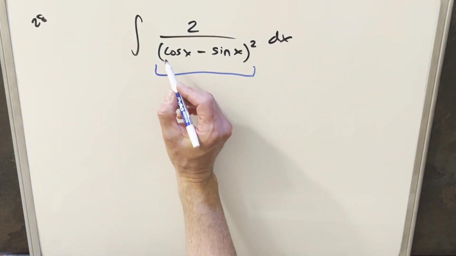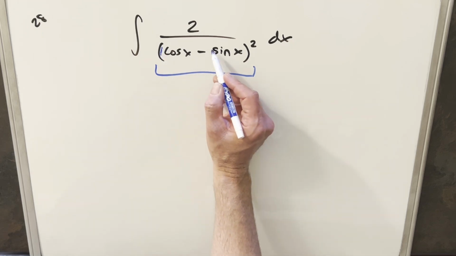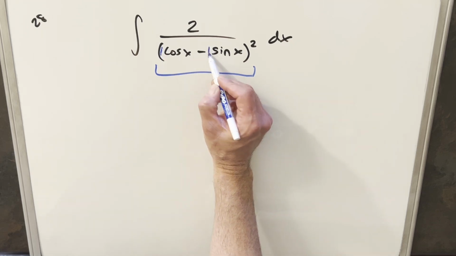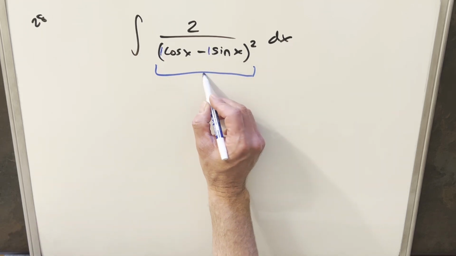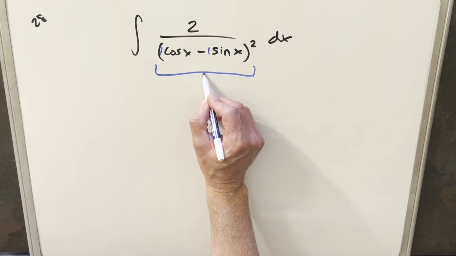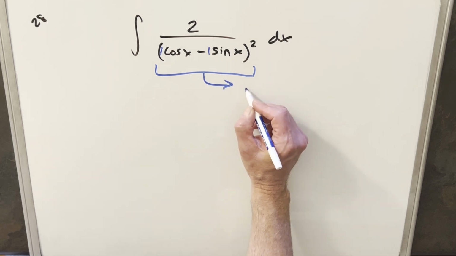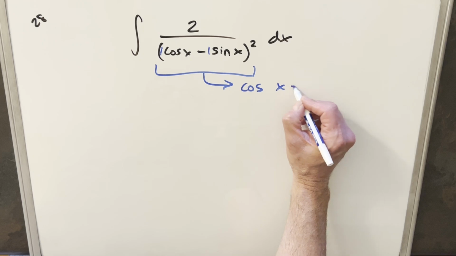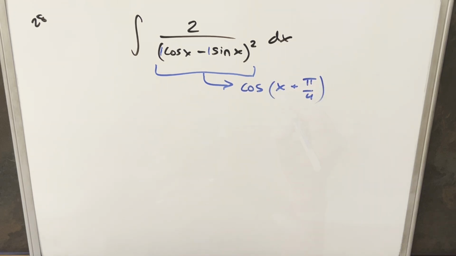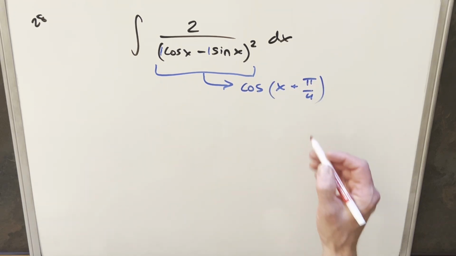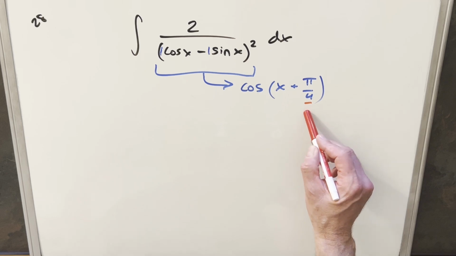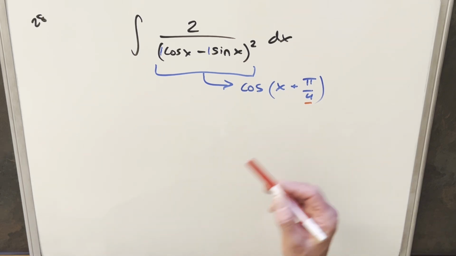But the way I like to do this is just notice that we could look at this as having a coefficient of 1 on the cosine and 1 on the sine. And for that case, we can use the angle sum formula in reverse, and we can write this as cosine of x plus pi over 4. Now it may seem like I pulled this out of thin air, but the reason this works is that for sine of pi over 4 and cosine of pi over 4, we get the same value. It's just 1 over square root of 2.